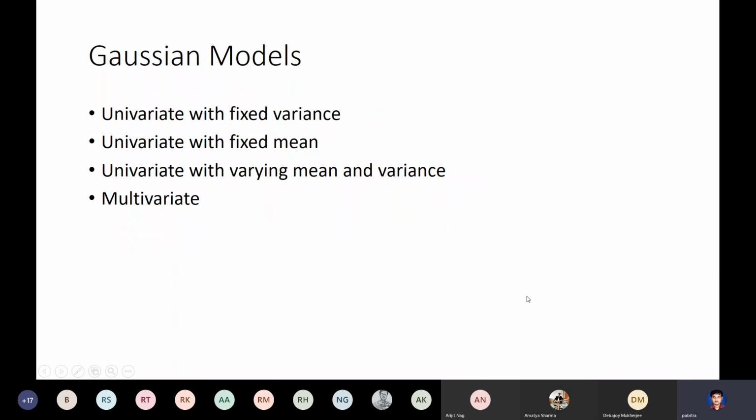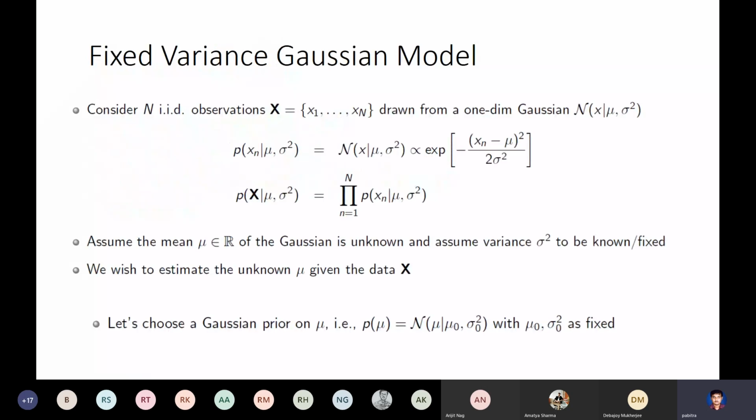So we'll start with the Gaussian model. First, we'll start with the univariate Gaussian with fixed variance, then univariate Gaussian with fixed mean and unknown variance, then both varying mean and variance, and more importantly, we'll go to the multivariate case. So let us go through quickly the single variable case where the variance sigma squared is fixed, and we have n samples x1 to xn drawn from a one-dimensional normal distribution with mean mu and variance sigma square.